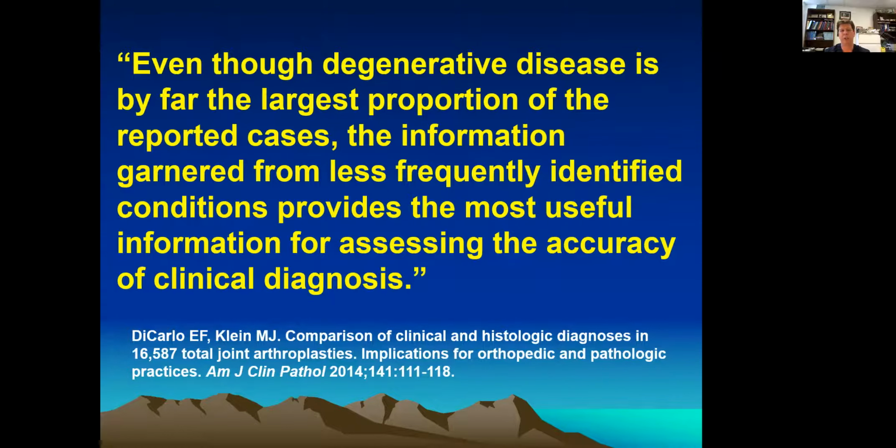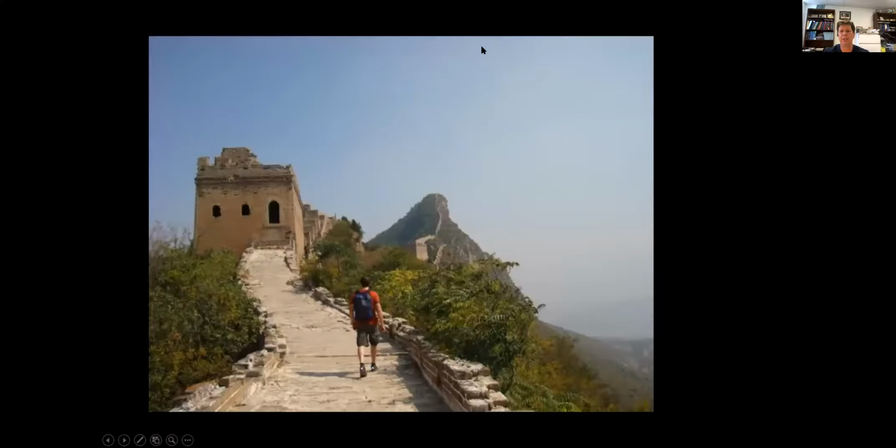So DiCarlo and Klein had this comment, which relates to my first point. Even though degenerative joint disease is by far the largest proportion of the reported cases, the information garnered from less frequently identified conditions provides the most useful information for assessing the accuracy of the clinical diagnosis. It's not the fact that we did so well recognizing the most common disease.